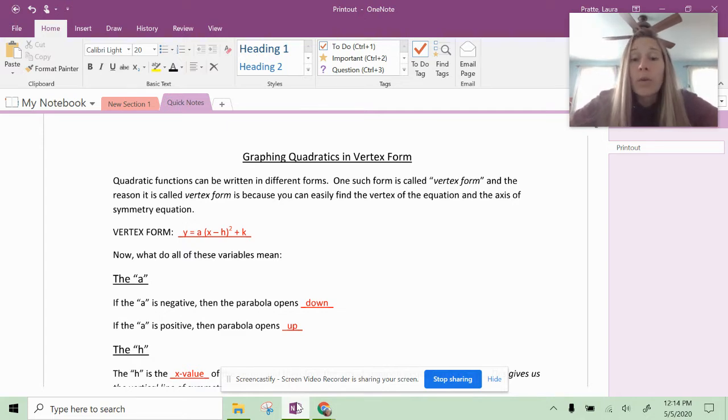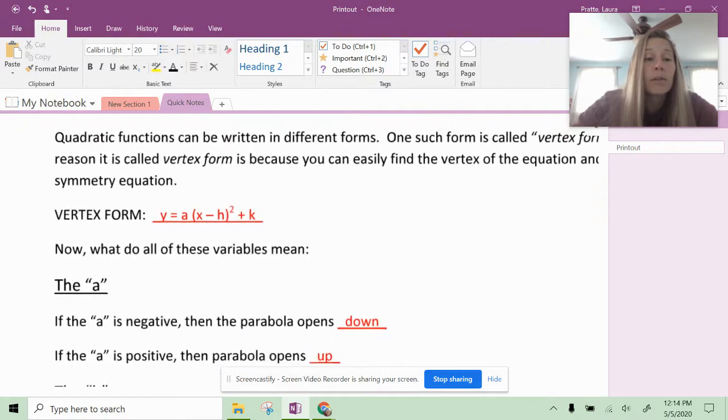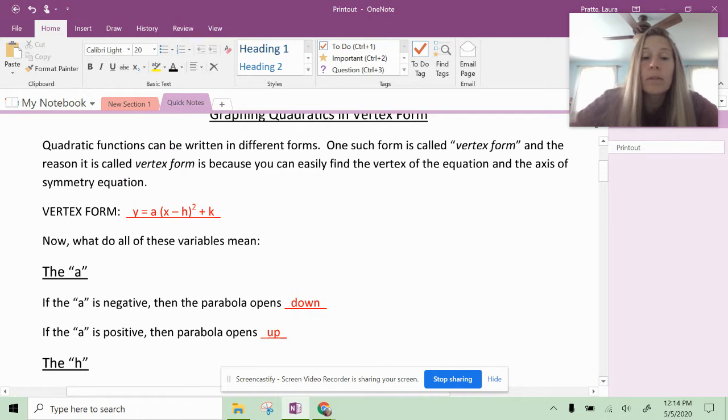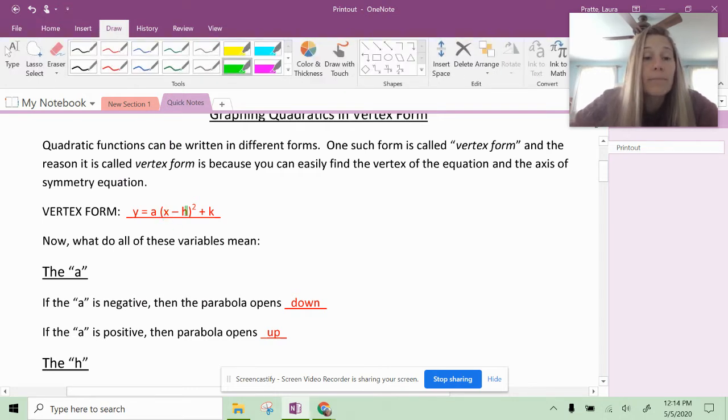So graphing quadratics in vertex form is one of those forms, like I just said. So one such form is called vertex form. And the reason why it's called vertex form is because you can easily find the vertex of the equation. Remember, that is that minimum or maximum of the parabola, and also the axis of symmetry. So the vertex form, as you can see here from the notes, is y equals a times (x minus h) all squared plus k.